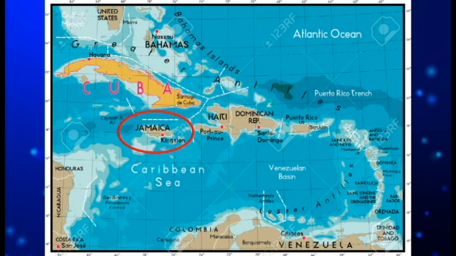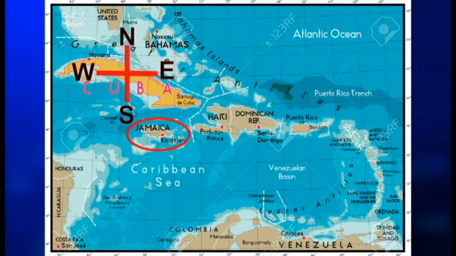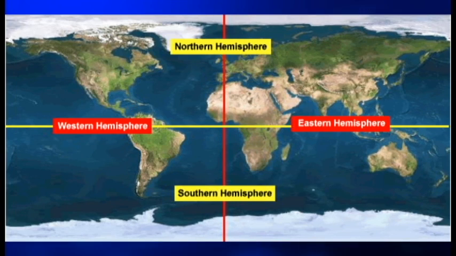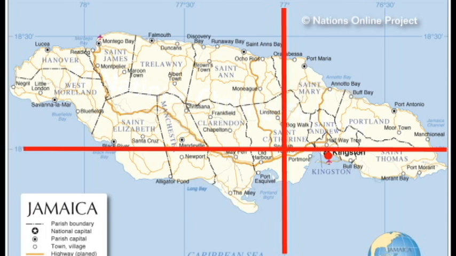Compass direction can be used to tell the location of Jamaica. Jamaica is in the Caribbean, south of Cuba, and to the north of Colombia in South America. Lines of latitude and longitude can also be used to tell Jamaica's location. Jamaica is located in the western and northern hemispheres. Kingston, Jamaica is located at latitude 18 degrees north and longitude 77 degrees west.